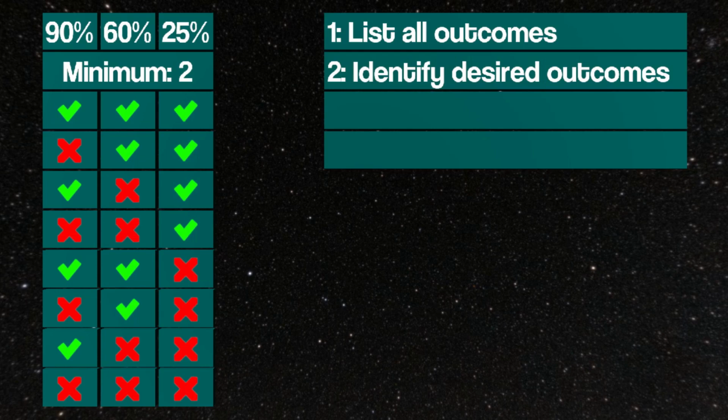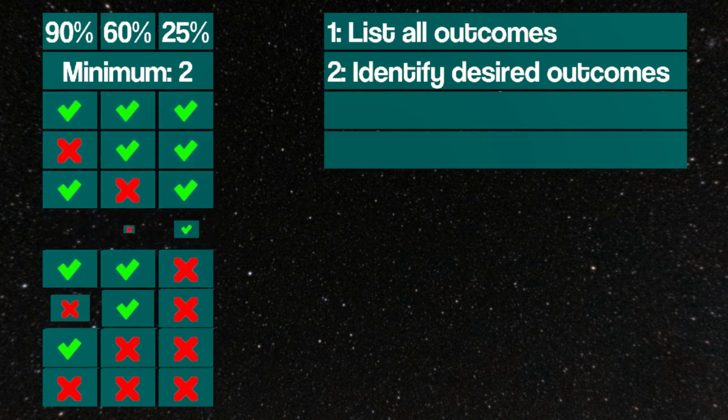Step 2, we identify the desired outcomes. That means that for each outcome, we count the number of successes. We are only interested in 2 or more successes, so we're only really concerned with these 4 outcomes here. So we could just get rid of the others.